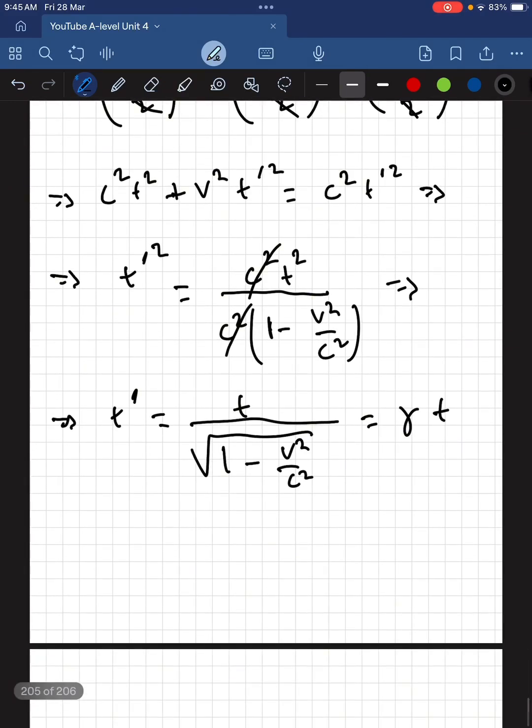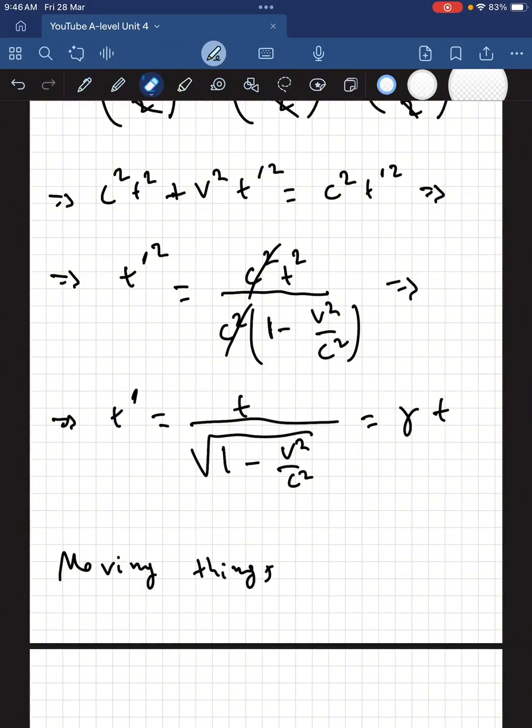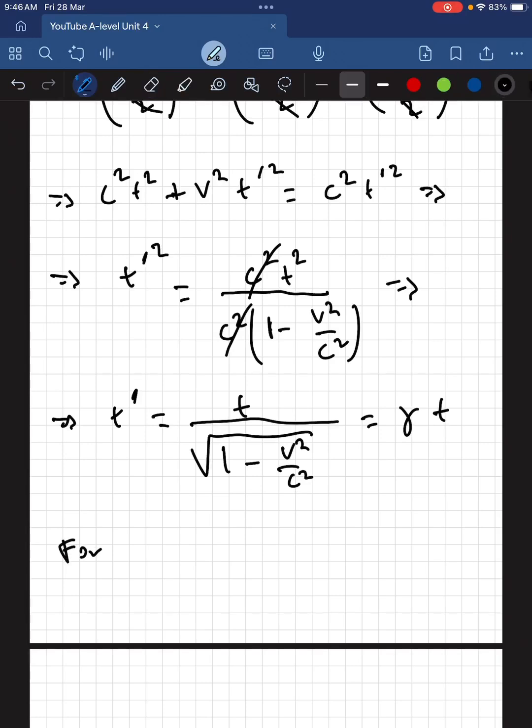And I'm going to close this video by saying that for moving objects, time moves slower. And that's because of this gamma factor over there, okay? And this is where gamma comes from in relativity, and I'm going to stop here, and in the next videos we're going to talk about particles and such.